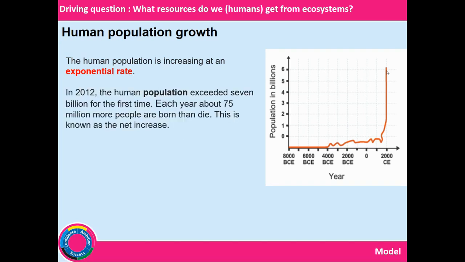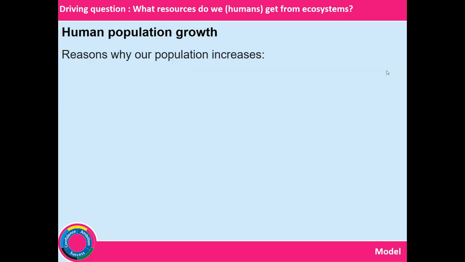In 2012, the human population exceeded 7 billion for the first time. And what caused that is that more people are born than die. 75 million more people are born than die. And there are four reasons for this. The first one, we have a better healthcare system now. Better healthcare, so people are living longer. Life expectancy has been greatly increased.